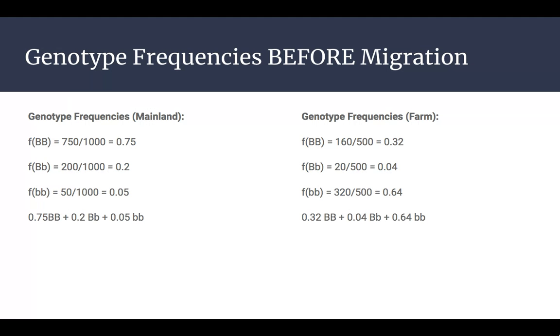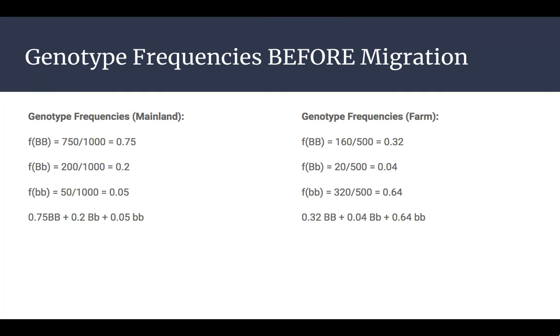I will now discuss how to calculate the genotype and allele frequencies before migration for both the mainland and farm populations. To find the genotype frequency for the black mainland turkeys, you simply divide 750 black turkeys by the total number of mainland turkeys, 1,000. After doing this, you determine the frequency for Big B is 0.75. The frequency for brown turkeys and white turkeys on the mainland is found the same way, and these values can be found below the previous calculation.